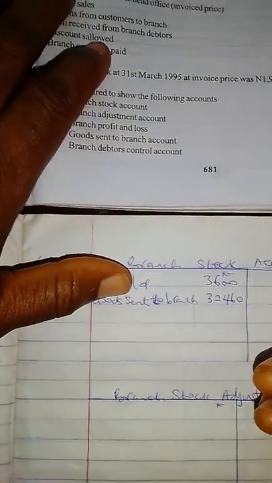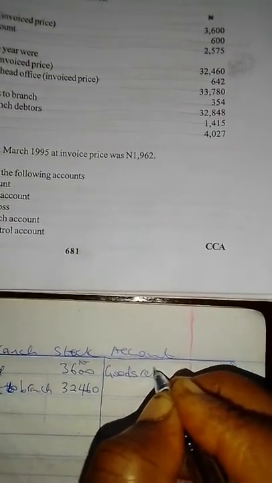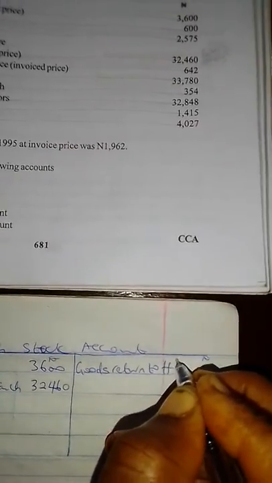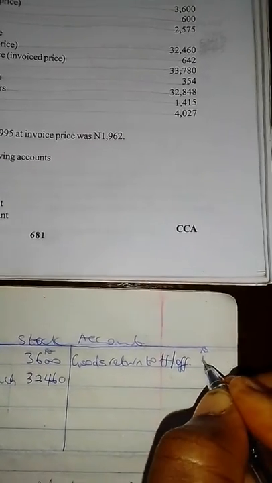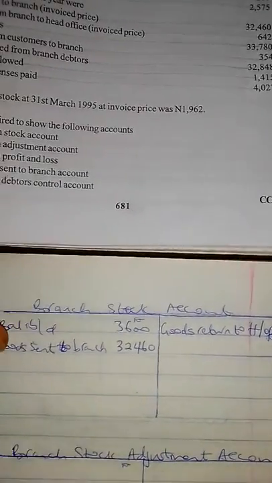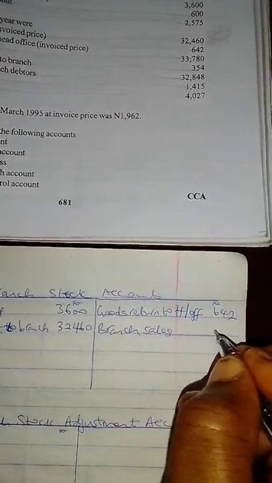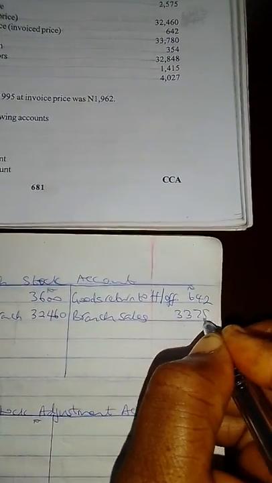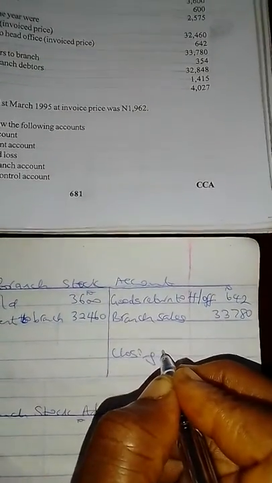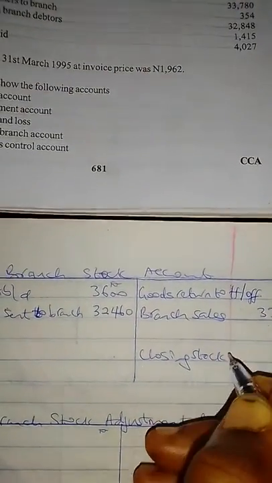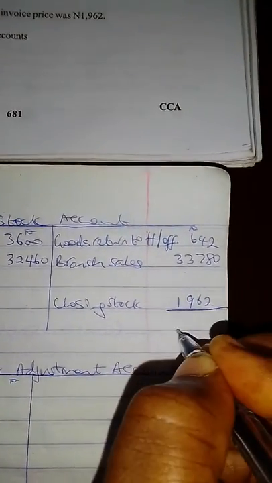Then on the credit side, we have goods returned to head office, which is 642. Then we also have branch sales, which is 33,780. We have our closing stock to be 1,962.